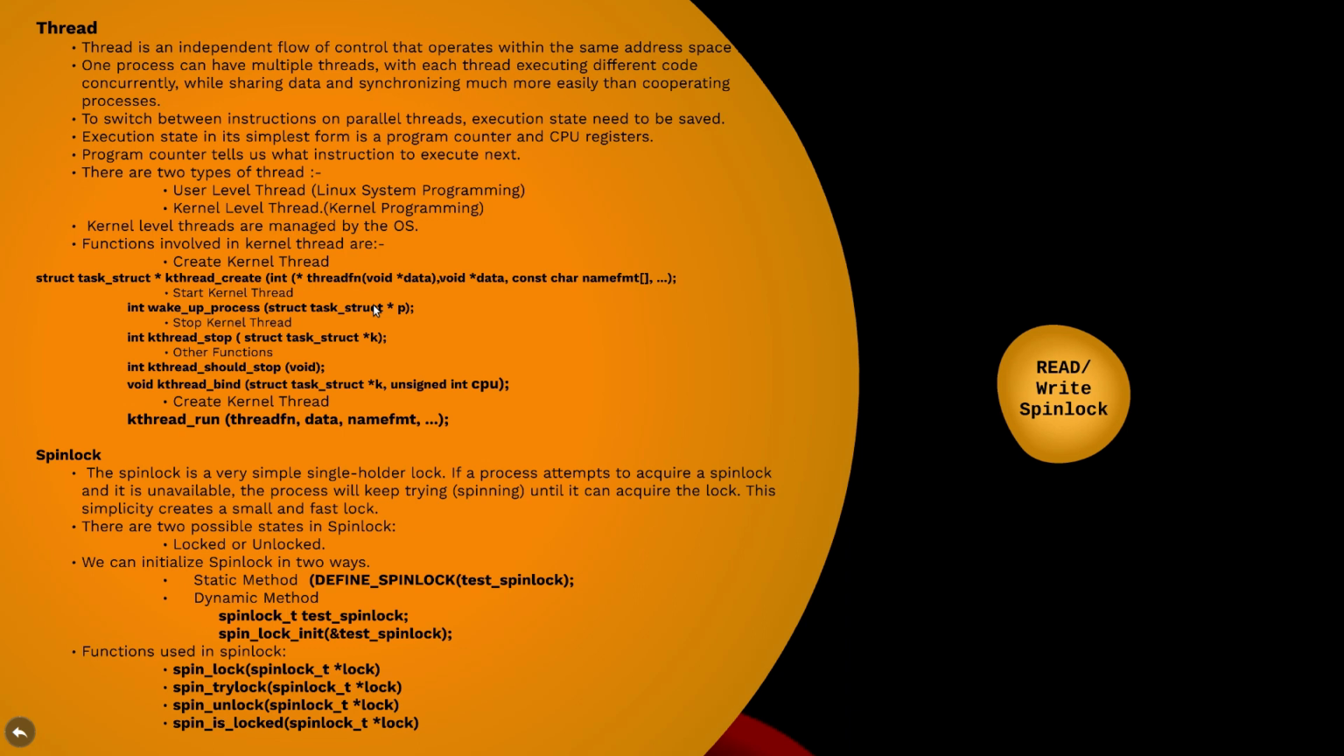There are two types of threads. The user level thread, which we write in a user space application, where we use pthread_create to create the thread. We use calls like pthread_join just to wait for the particular thread to complete and come back to the main function, so that it can release and continue with the other things.